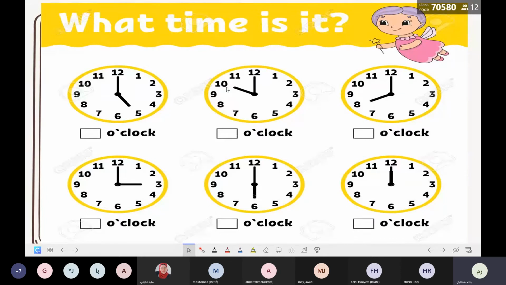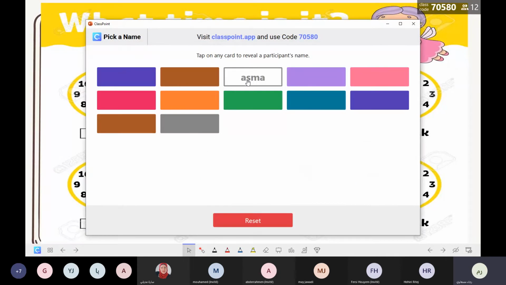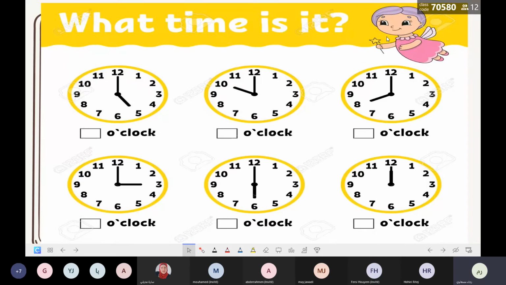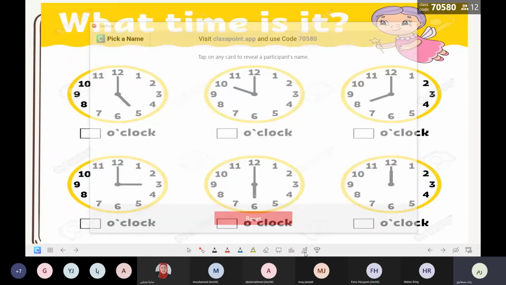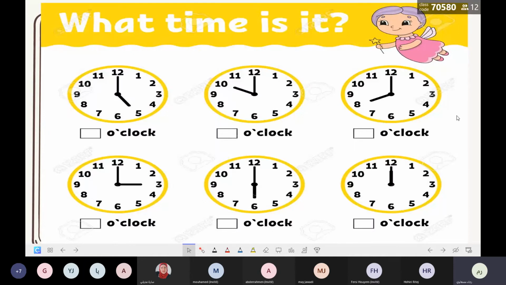So what time is it? It's very simple for this question, I guess. Let me check. Asma, would you like to answer? 10 o'clock. Excellent, very good. 10 o'clock, thank you. Okay, I move to the third one. Mrs. Buthaina, what time is it? 8 o'clock. Excellent, 8 o'clock, thank you.